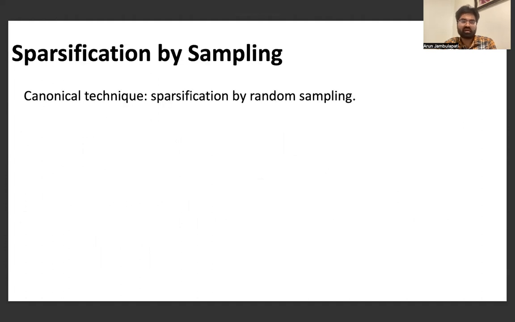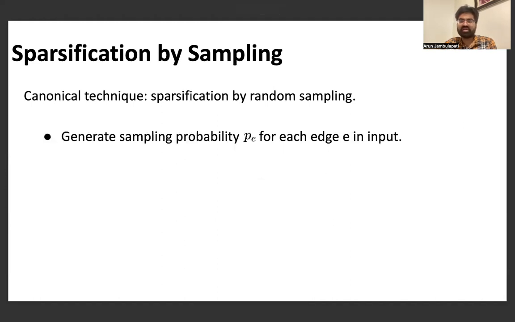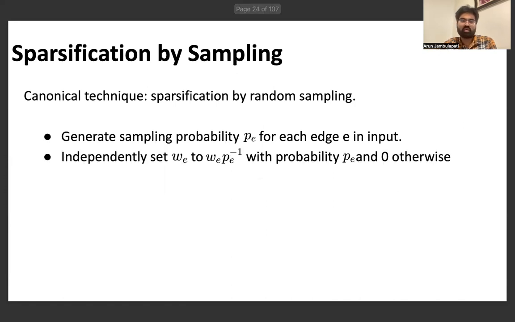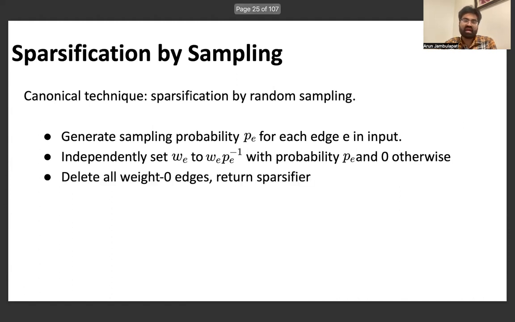Our algorithms are going to be achieved by a very standard technique, which is sparsification by random sampling. For this, we're going to assign some sampling probability p to every hyperedge in the input. We're going to change its edge weight to be 0 or w over p with some probability. And then we're going to delete all edges of weight 0 and return the resulting sparsifier.